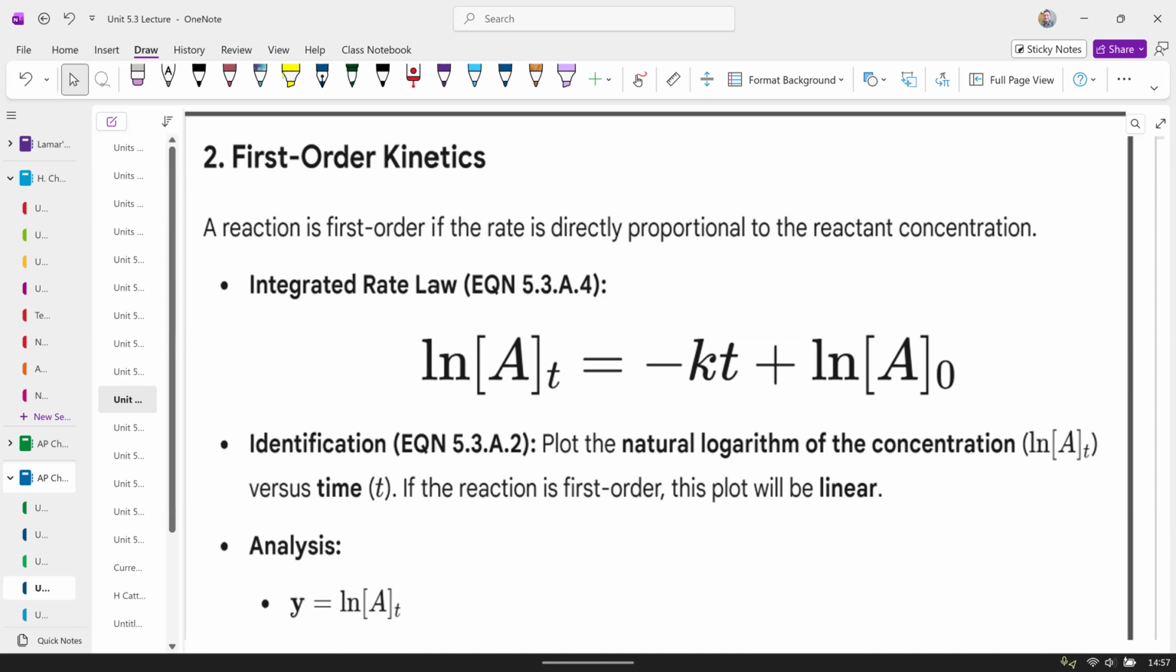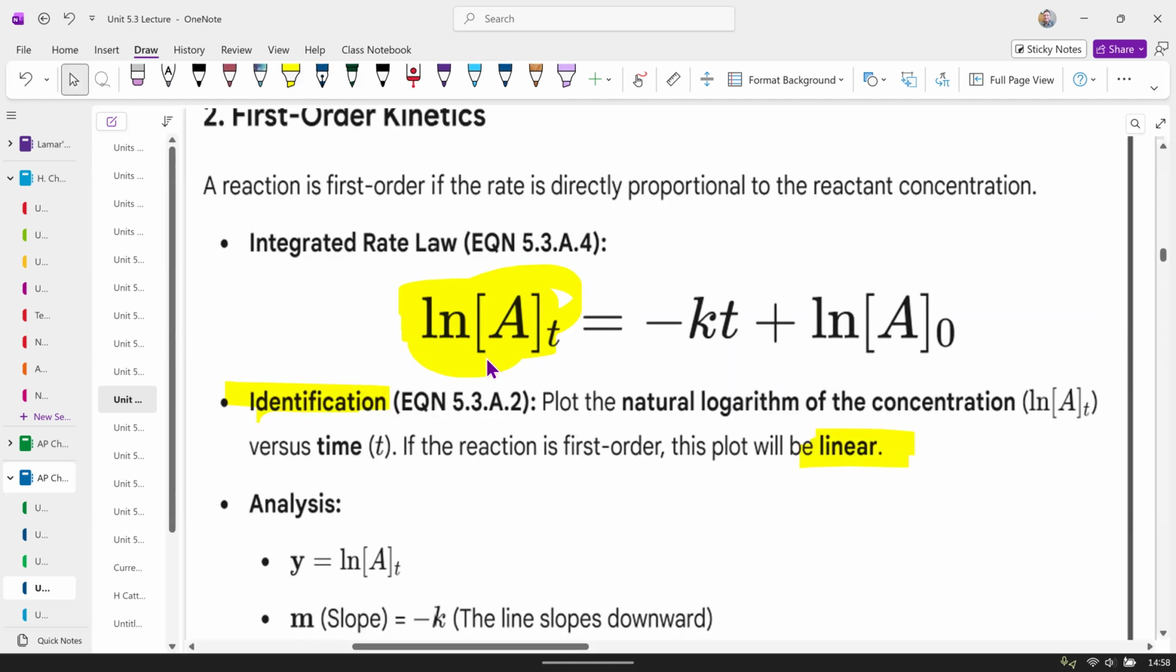But first order kinetics. A reaction is first order if the rate is directly proportional to the reactant concentration. We talked about that. In the integrated rate law, what should we see on the y-axis? The natural log of the concentration. How do we identify this? Identify is the plot of the natural logarithm of the concentration versus time. And if that's the case, it will be what? Linear. If it's first order, that's going to be a linear plot.